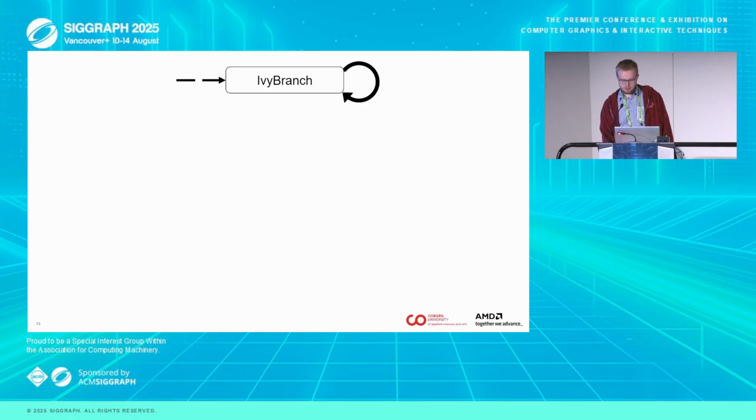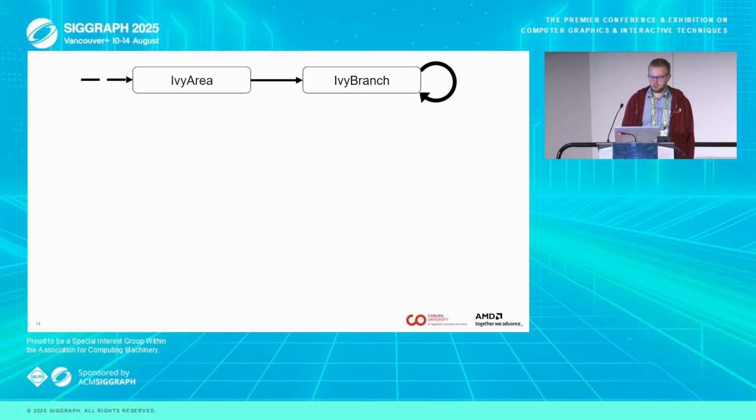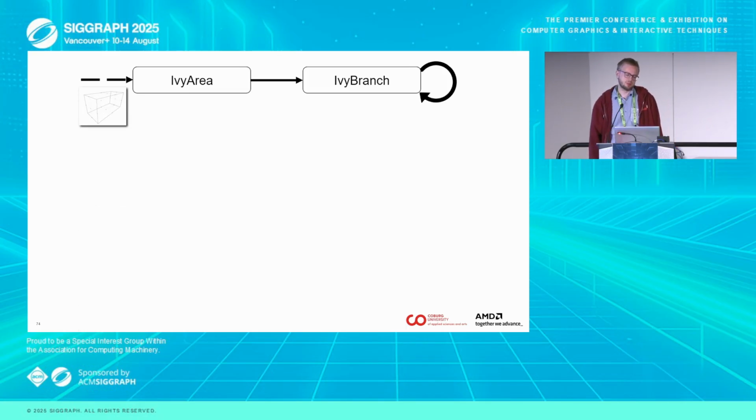Now, we want to generate a lot more ivy, so let's just add a parent to our ivy branch, the ivy area, and it receives a bounding box as input. And inside this bounding box, we would like to start ivy branches to grow from. All right, so the ivy area, all it does, it also finds starting positions using ray tracing to start ivy branches, and then it outputs to the ivy branch, which then grows the ivy by recursing.